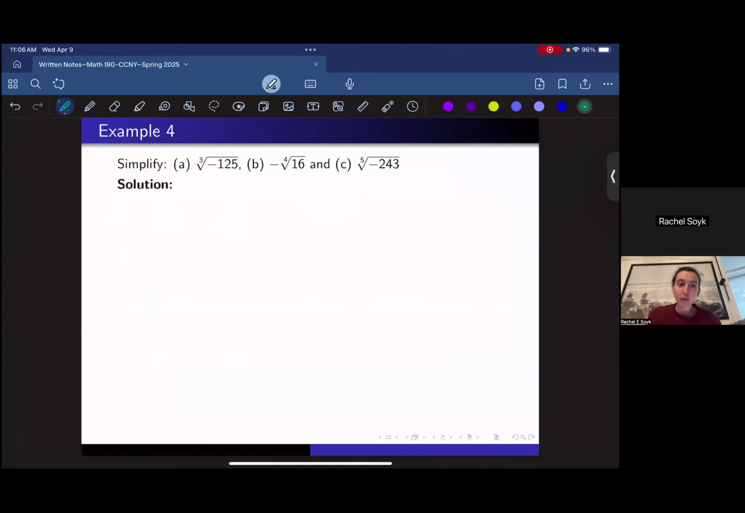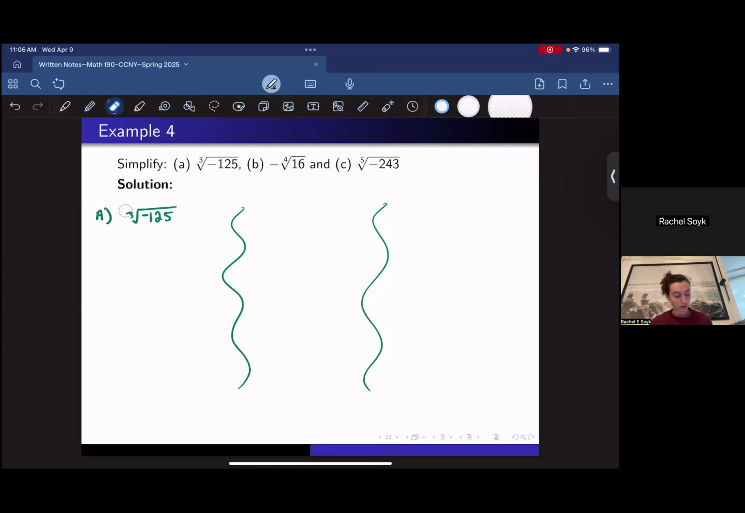Let's look at example 4. Notice we have some negatives underneath the roots. Part A, we're taking the cube root of negative 125. Since it's cube, we have an odd index. Works in our favor because we'll remain in that real number system. What times what times what gives you negative 125? It's just negative 5.